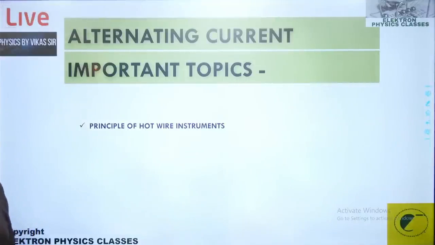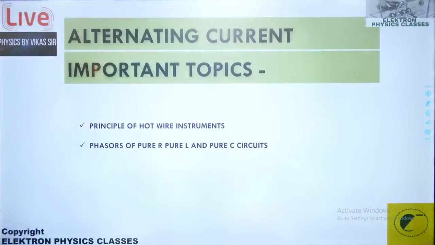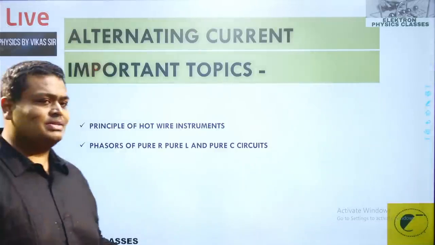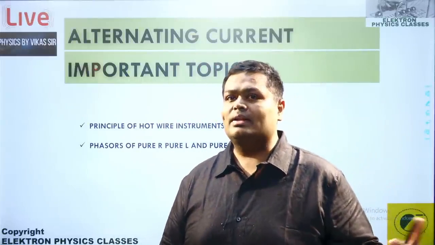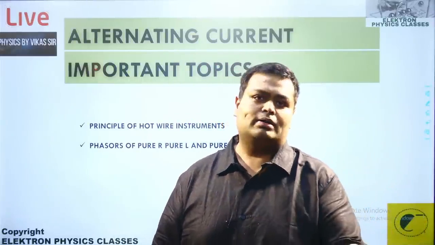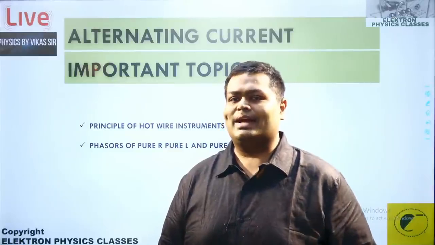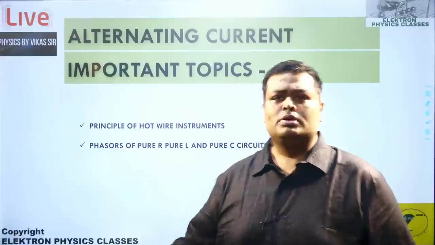And then the next one is the phasors for the pure R, in which V and I are in phase, pure L, in which we have the V leading the current by a phase of pi by 2, and the pure C, in which the voltage is lagging the current by a phase of pi by 2. So the phasors for them.